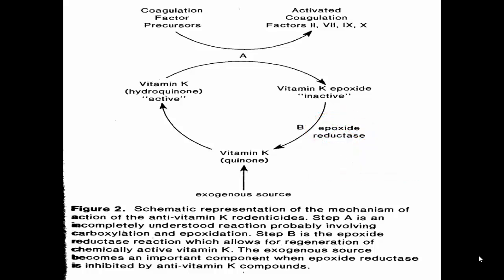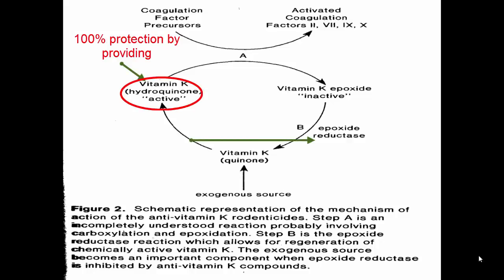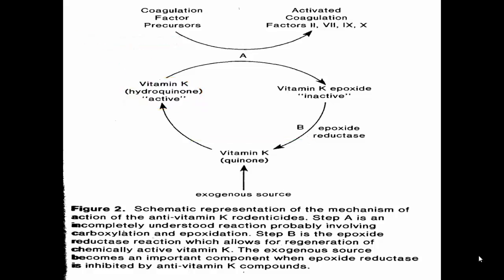And because this is really the only site of action where the anticoagulant works in the body, we could totally protect this animal by providing the active form of vitamin K. So in our hypothetical case, we could simply administer vitamin K orally for as long as the anticoagulant is going to remain in the liver. This is usually a 1 month therapy.